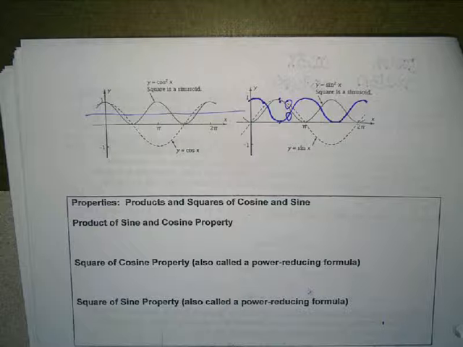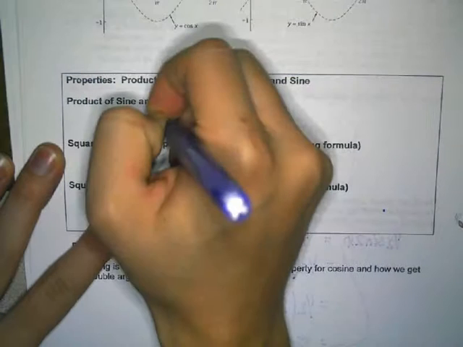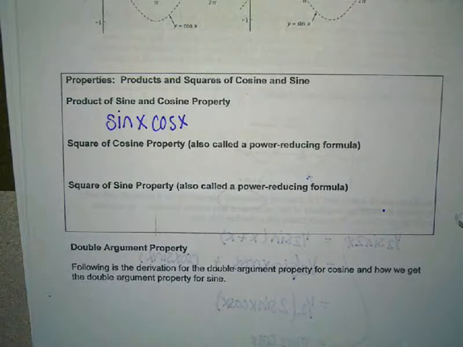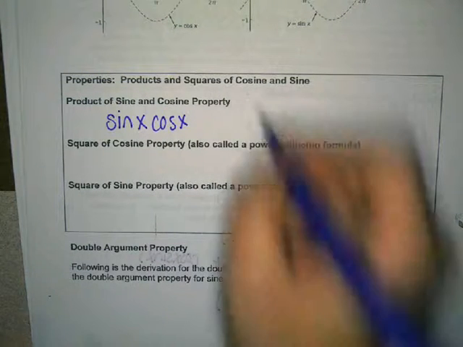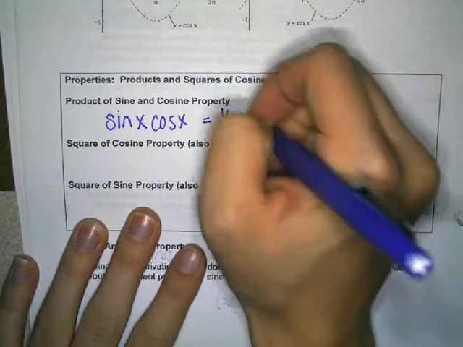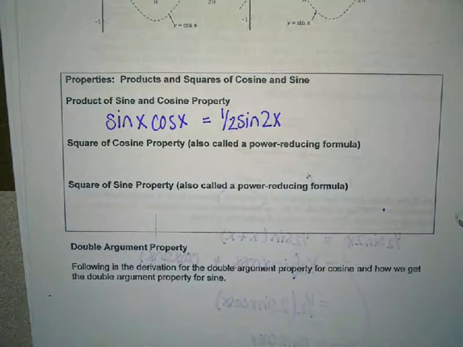Alright, so underneath here, products and squares of cosine and sine. There are some properties that might come up. We have to use them. So sine x, cosine x. This is like the first two graphs that we looked at on the front page. You can rewrite that as just a sine with a double argument. And we proved algebraically why that was true.